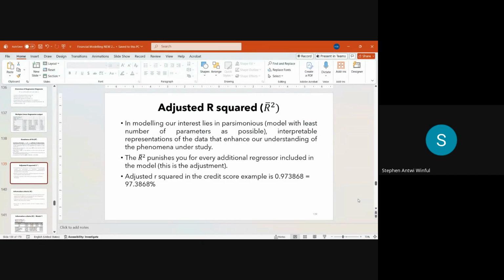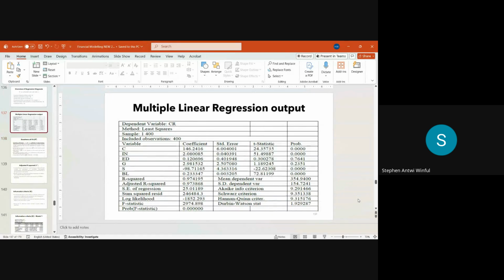So you see in the output that the adjusted R squared is always less than the R squared, but they are telling the same story. Is it okay?